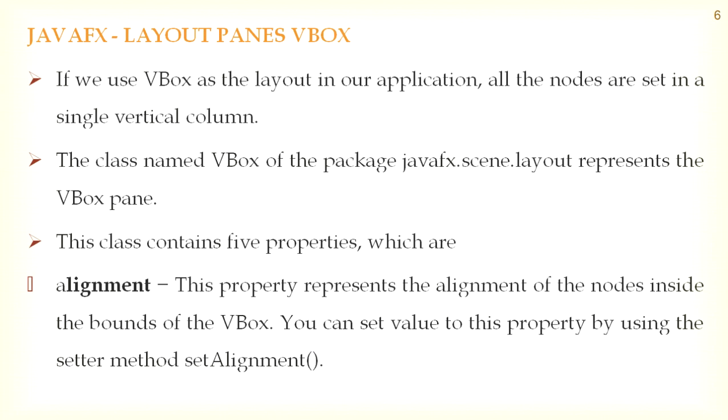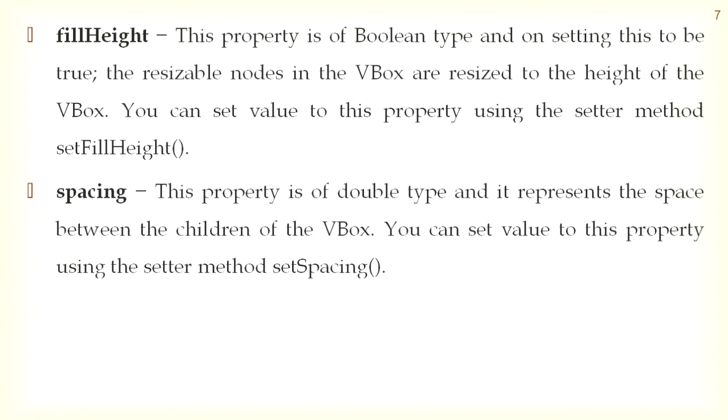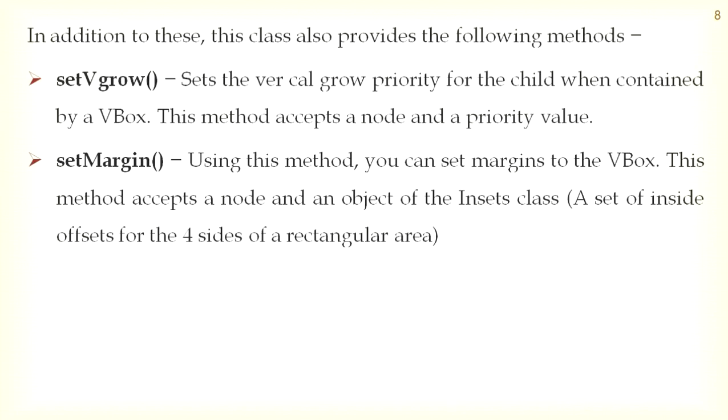If we use VBox as a layout in our application, all the nodes are set in a single vertical column. The class VBox of the package javafx.scene.layout represents the VBox pane. This class contains properties which are alignment, fill height, spacing, setVgrow, setMargin. Here setVgrow sets the vertical grow priority for the child when contained by a VBox.